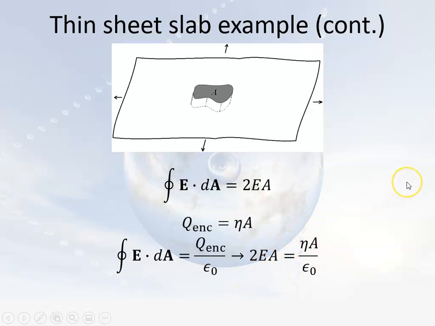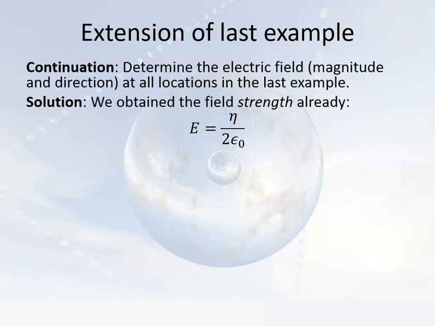And look at that, the areas cancel. It doesn't matter what the area of our Gaussian surface was. It doesn't matter how it was shaped, as long as the edges are perpendicular to the plane of the sheet. So overall, we get that the electric field is eta over 2 epsilon naught. That's the electric field strength.